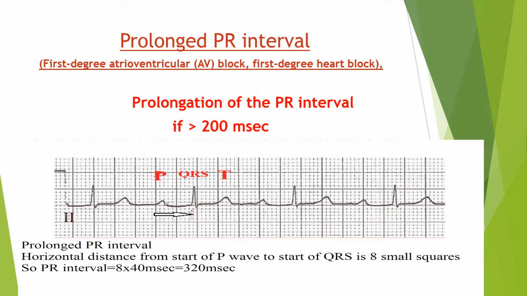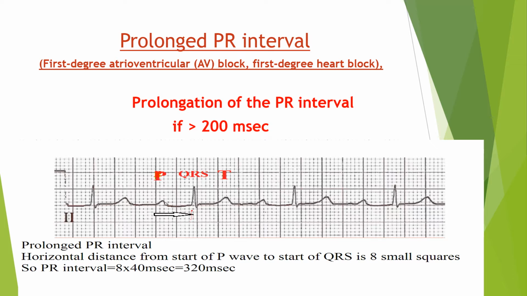If we have a prolonged PR interval on the ECG, more than 200 milliseconds, it is sometimes called first degree AV block or first degree heart block. And here is an example of prolonged PR interval on this ECG strip.